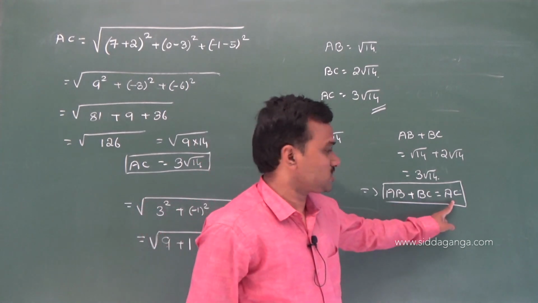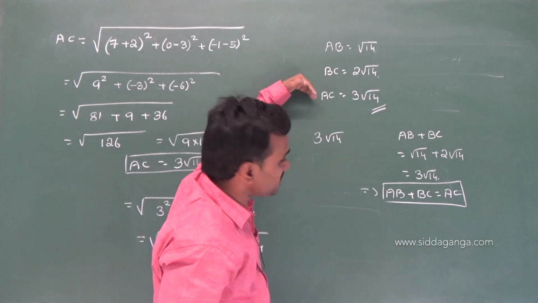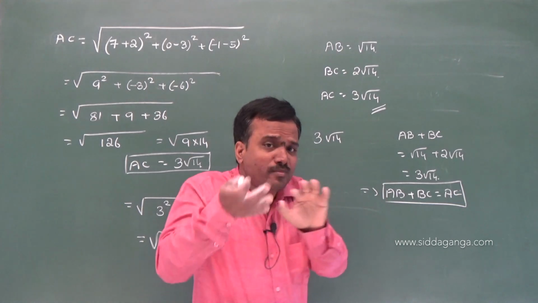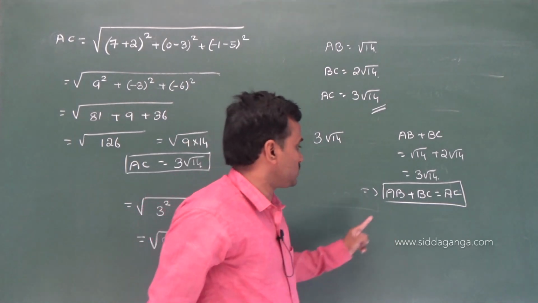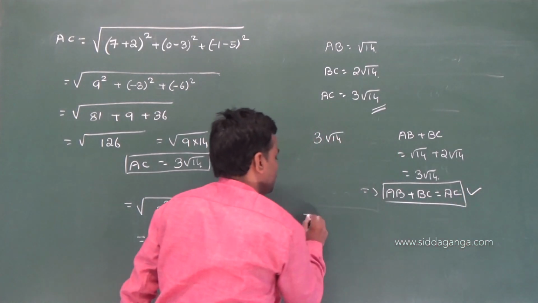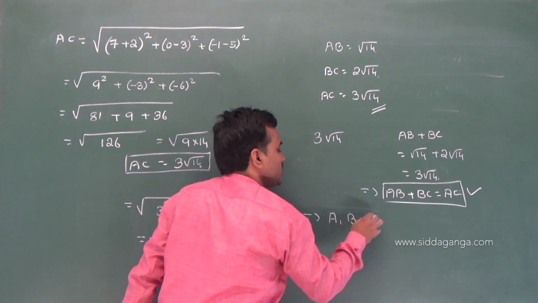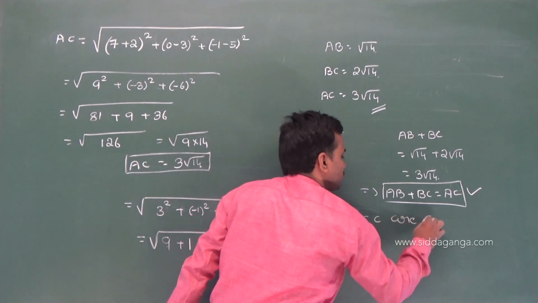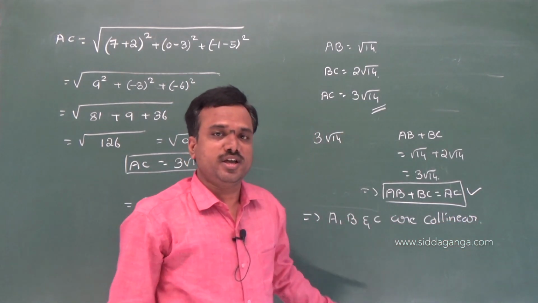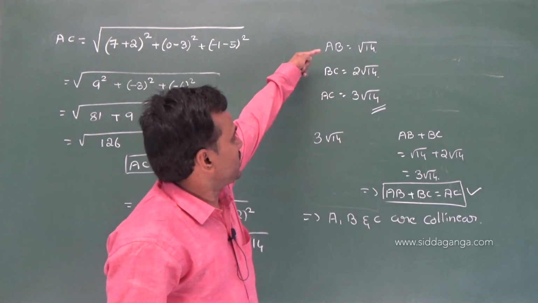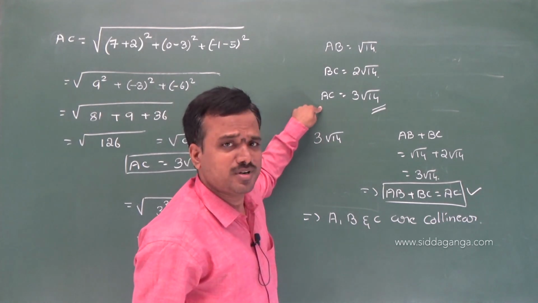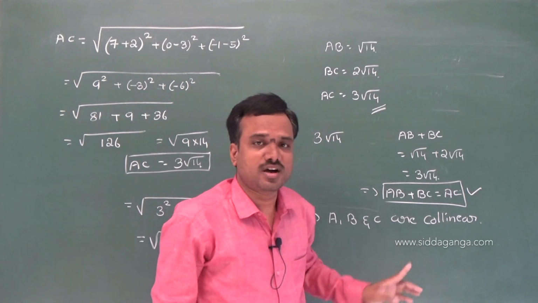First we observe among these 3 values which one is largest. If the largest value is equal to the sum of the other 2 values, that implies the given 3 points A, B and C are collinear. Here AB plus BC is nothing but AC. Hence, A, B and C are collinear.